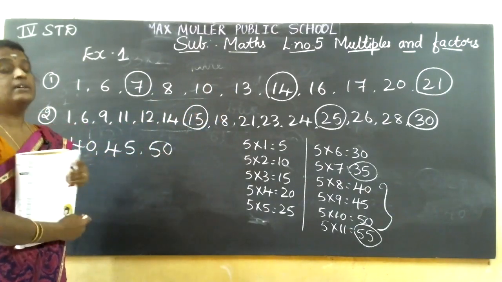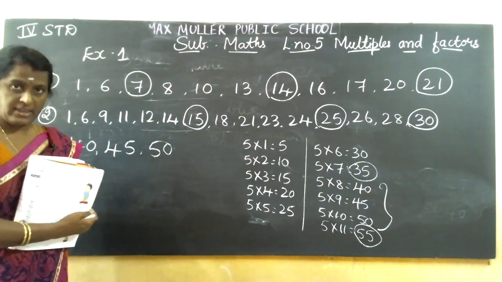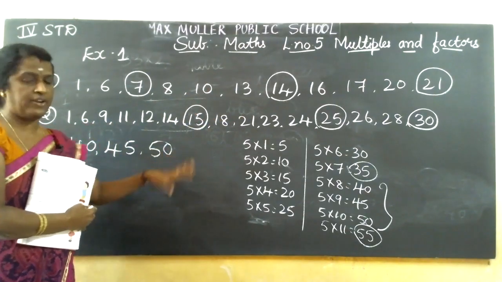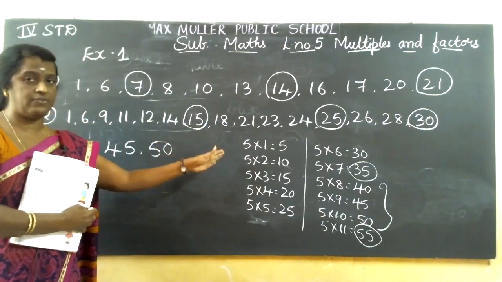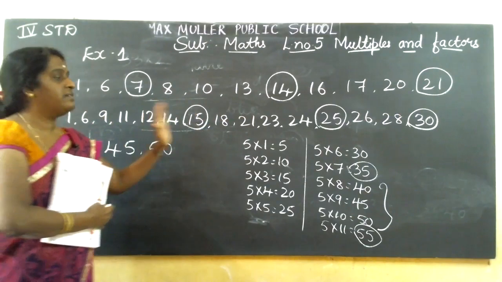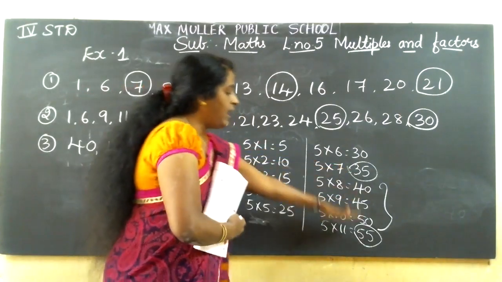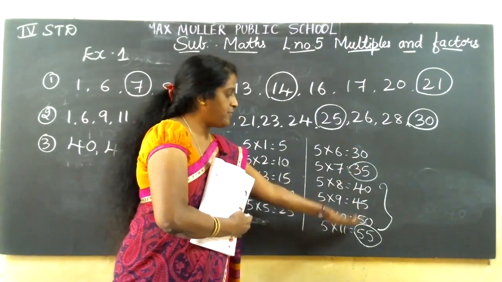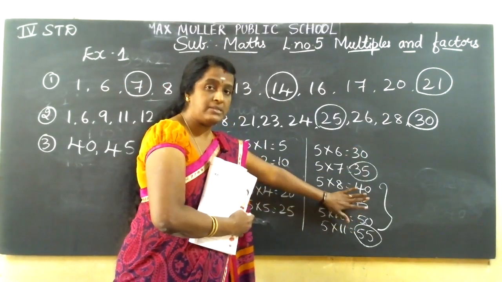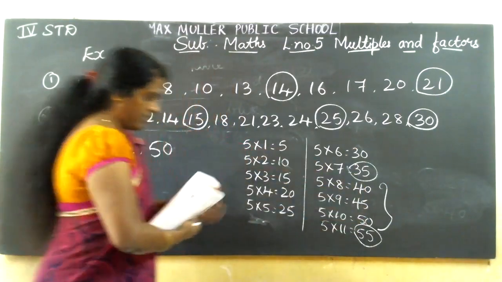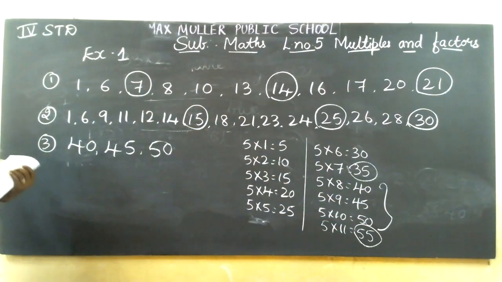Third one: write the multiples of 5. If they did not give a range, you can write 5 ones are 5, 5 twos are 10, 5 threes are 15. They have asked to write the multiples of 5 between 35 and 55. So you write the tables. Between 35 and 55 means in the middle. What is the answer there? 40, 45, 50. So I have written it here. Okay, children, fourth one.